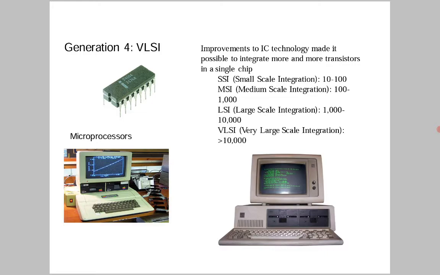So in generation 4, improvements to IC technology made it possible to integrate more and more transistors in a single chip. So VLSI is nothing but very large scale integrated circuit. It is a collection of millions of transistors in a single chip. There are different types like SSI, MSI, LSI. LSI means large scale integration, MSI means medium scale integration, like that.